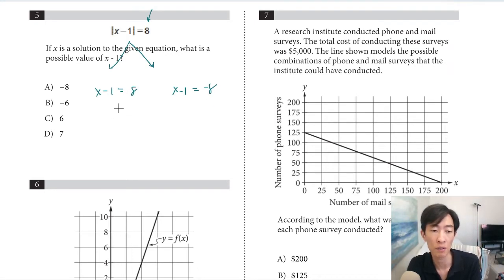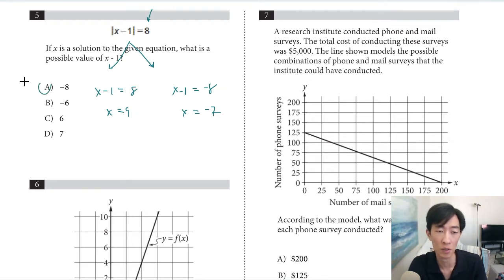So again, if we were solving this, x is either equal to 9 or x is equal to negative 7. Regardless, they're asking what is one possible value of x minus 1. You only need to look at the first line, and it's either 8 or negative 8, and so A is going to be the answer.